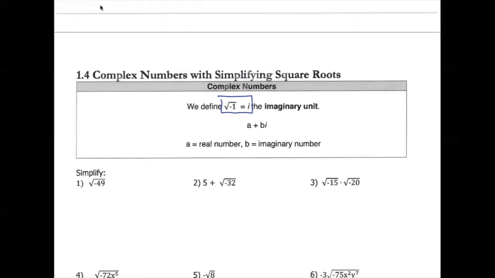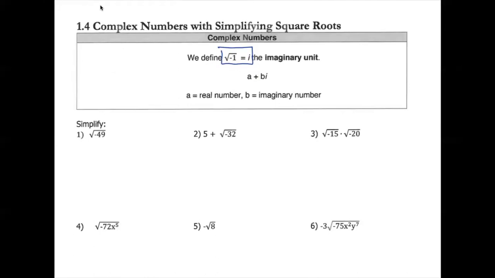Okay, so using what we just did with square roots, you're now going to simplify. Again, pay attention. If the negative sign is inside the square root, it's imaginary. If it's outside, that's okay. It's not going to be imaginary. So the square root of -49. The square root of 49 is 7. Because it's -49, it's going to be 7i. Done.